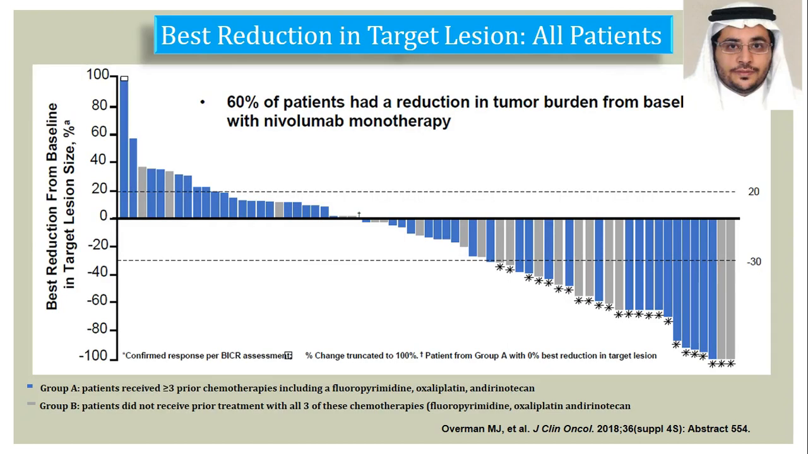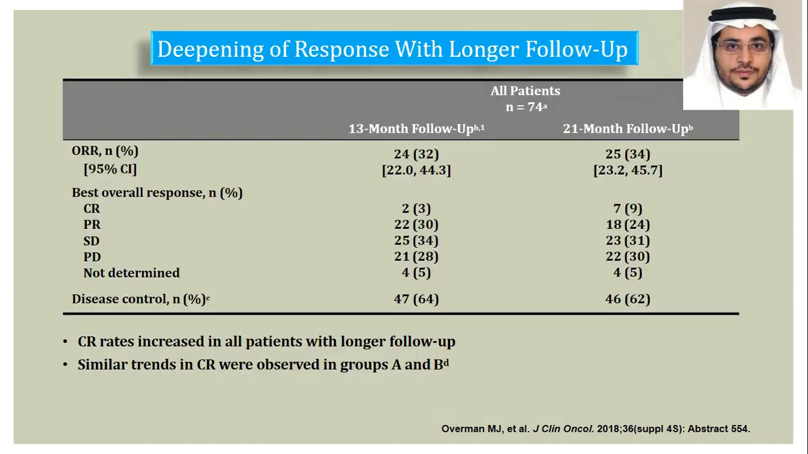Again, as you can see, there was a remarkable response for both group A and B. The overall response rate in the updated analysis at 13 months was 32%, and this was presented at the last ASCO 2 weeks ago, again 34% disease. The most striking thing is the complete response. It reached almost 10% with the updated analysis, following the patients at 21 months, and disease control was almost 62%, which is something tremendous, huge.